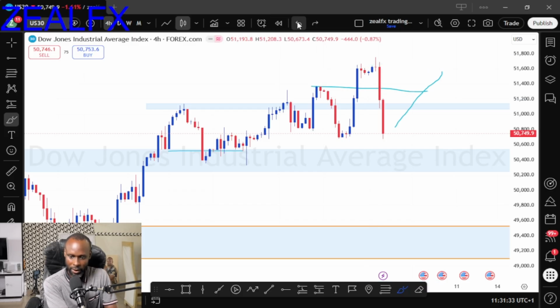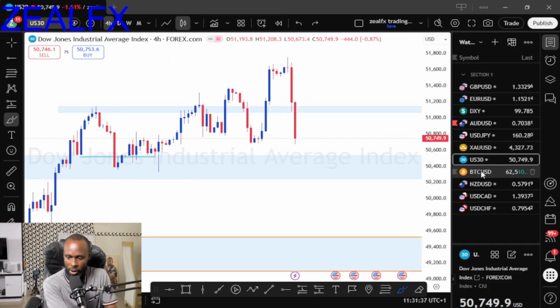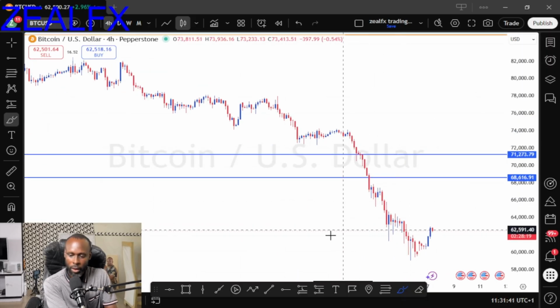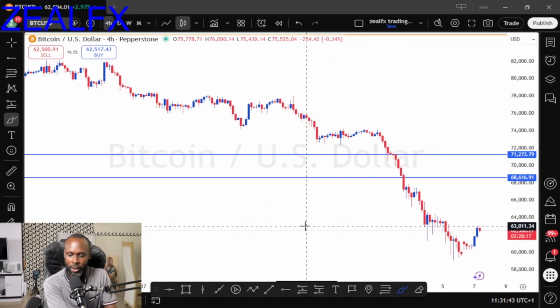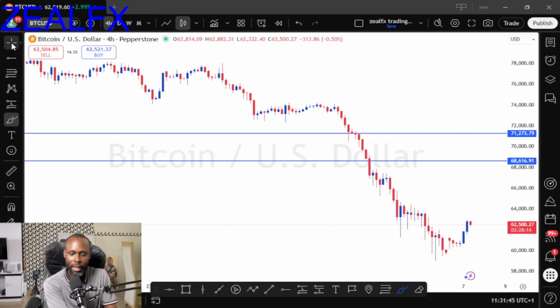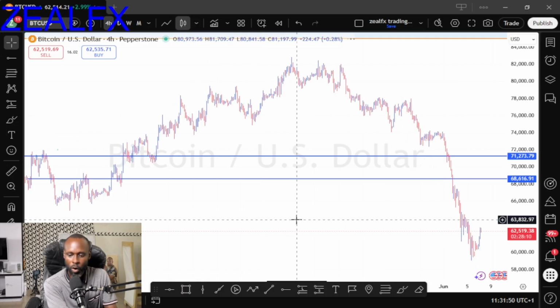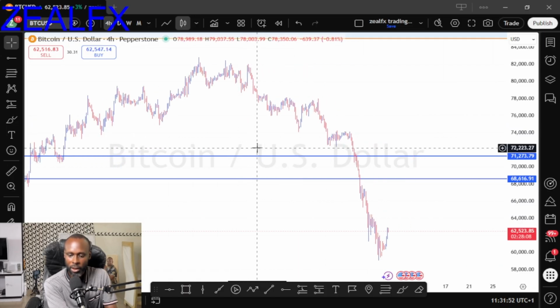So let's look at our next pair, which is the BTC USD. The BTC USD on my 4-hour time frame still has a strong bearish trend. You can see we still have a strong bearish trend for the BTC USD.